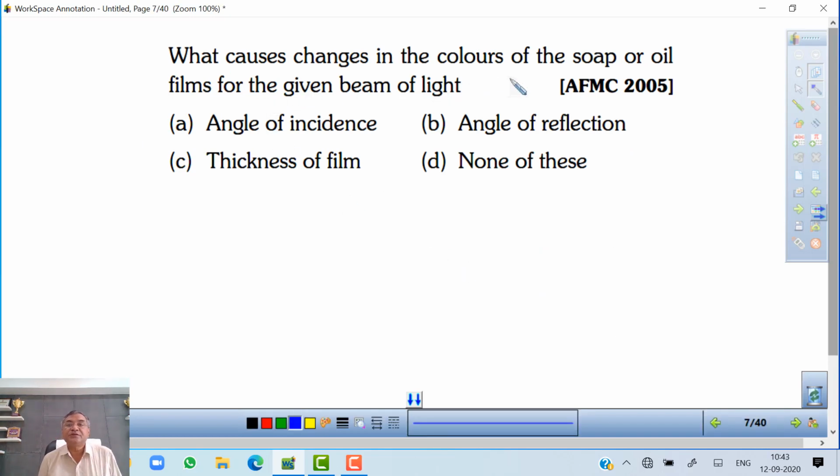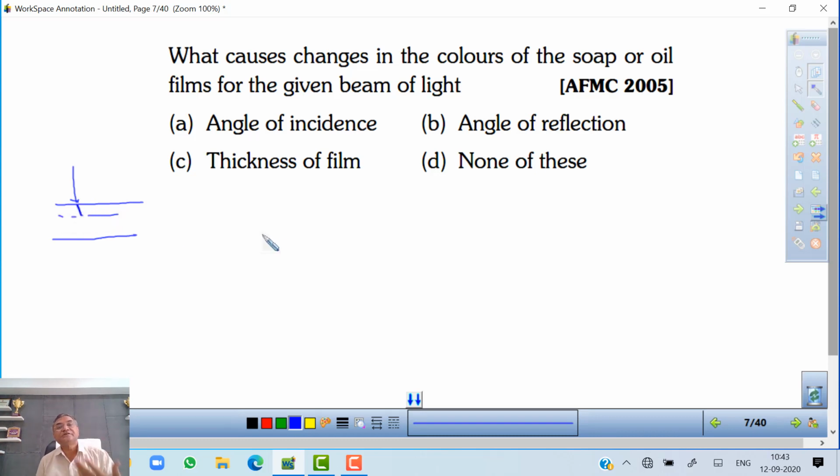What causes changes in the color of the soap or oil film for a given beam of light? When we see the soap bubble, what causes changes in the color? That depends on the thickness of the film. Yes, interference is going to happen. Whenever light is coming, if thickness is less, then path difference is less.